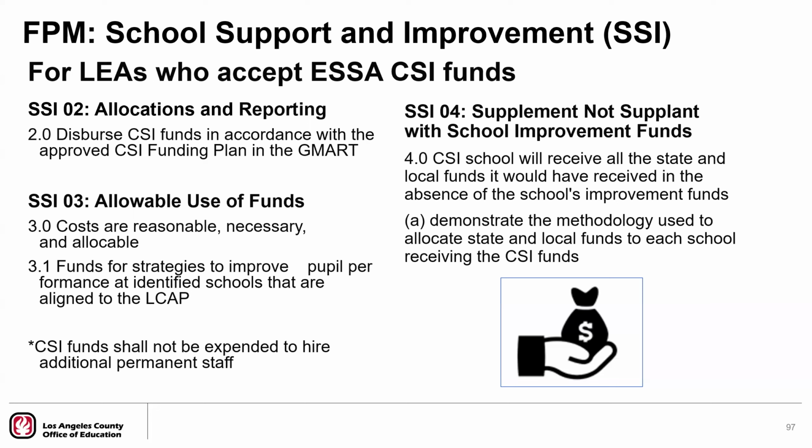SSI 4 reviews supplement, not supplant. And this is to make sure that each school it serves receives all of the state and local funds it would have received in the absence of school improvement funds. The other requirement is that LEAs must show the methodology that was used to allocate the state and local funds to any schools receiving the CSI funds.